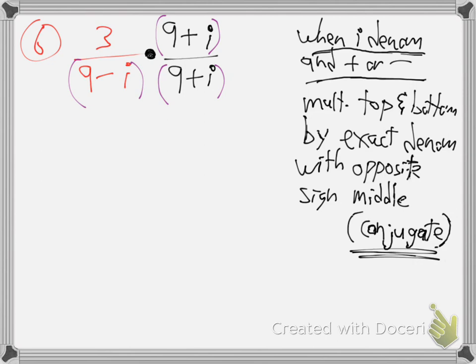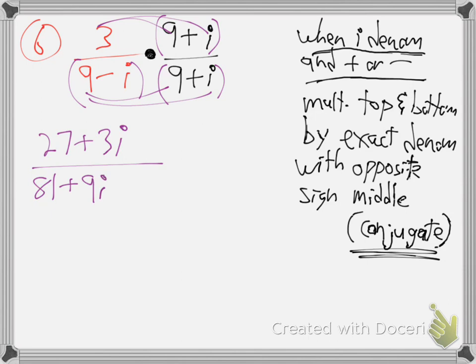So on the top, I'm going to multiply. 3 goes to both those. 3 times 9, 27, plus 3i. Good on the top so far. On the bottom, boom, boom. 9 times 9, 81, plus 9i, boom, boom. Minus 9i minus i squared. We good? So now what happens?